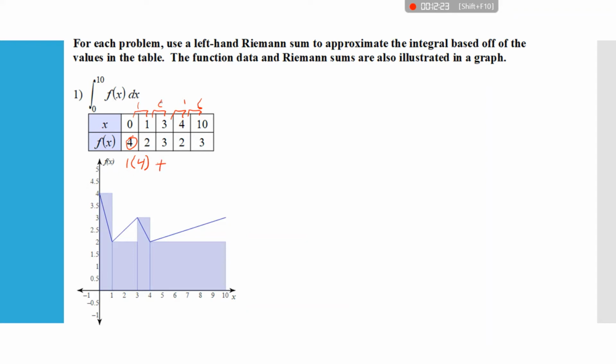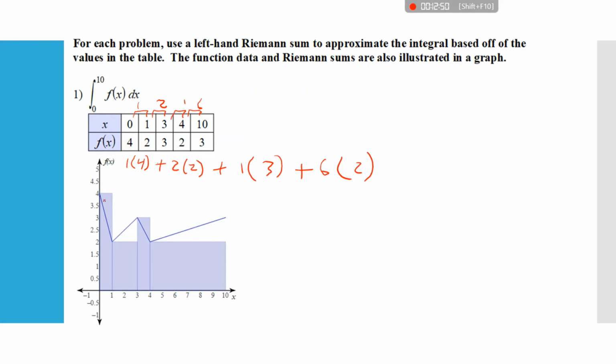Okay, and the same thing over here. So I have a change in x of 2 units from 1 to 3. So that's 2 times my height of 2, plus my next change in x from 3 to 4 is 1 times my height of 3, plus my next change in x of 6 times my height of 2. Okay, any questions on what we did?